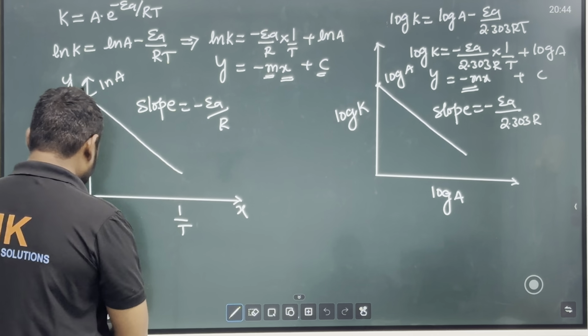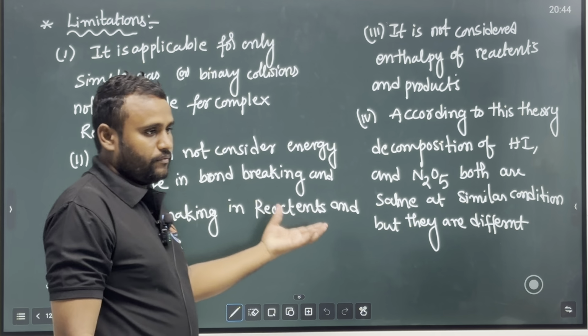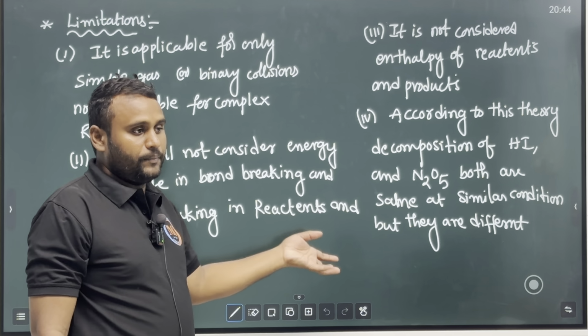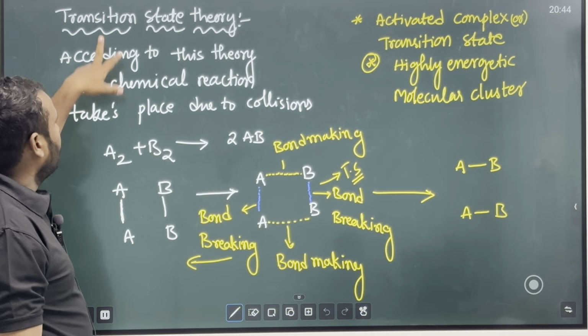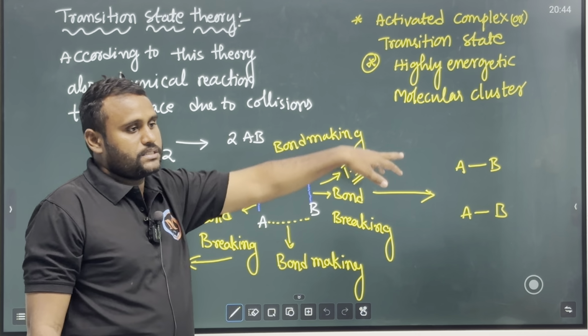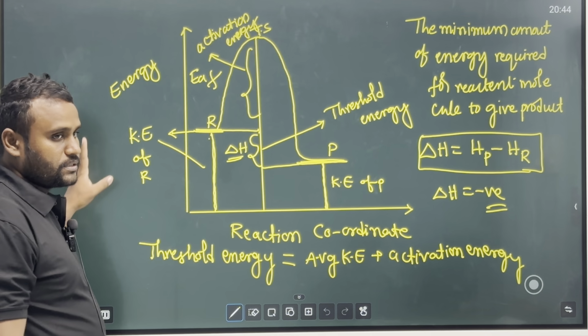Next, the limitations of collision theory: where it is applicable, why, and what its limitations are. Thereafter the transition state theory: what is the transition state theory, and the important terminology I explained in it.